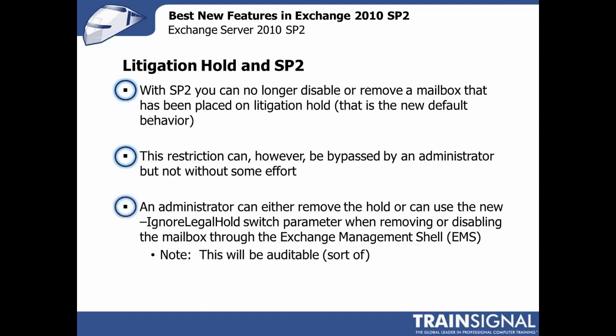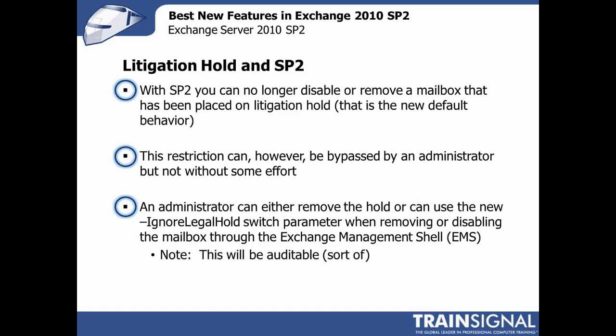So an admin now with Service Pack 2 can either remove the hold or can use the new ignore legal hold switch parameter when removing or disabling the mailbox through the Exchange Management Shell. And this will be auditable, right? I say it will be auditable, sort of. That's just my own way of taking a swipe at the fact that there's ways to adjust the logs too. So it's not like it's written in stone.